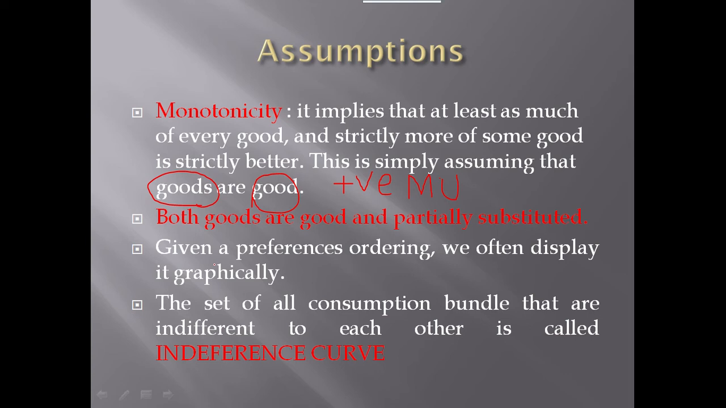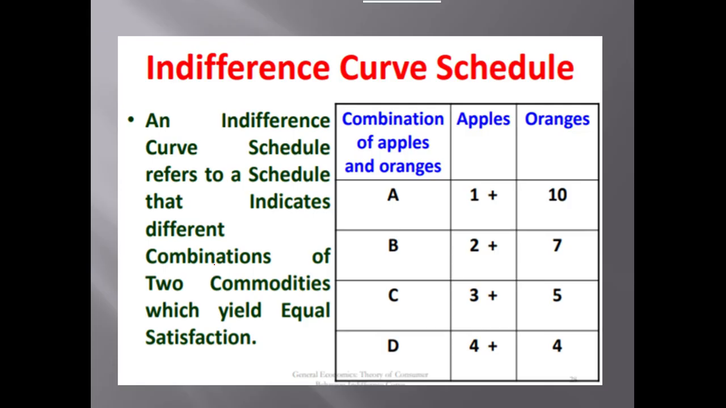Given a preference ordering, we often display it graphically. The set of all consumption bundles that are indifferent to each other is called an indifference curve. This is the indifference curve schedule. An indifference curve schedule refers to a schedule that indicates different combinations of two commodities which yield equal satisfaction. Now we are comparing the consumption bundles that give you the same level of satisfaction.